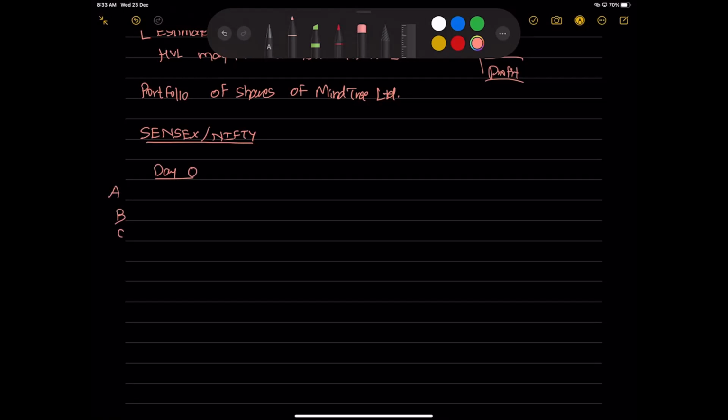Their first trading price, that is the price at which the trading started. Let's say A was priced at 80, B is priced at rupees 50, C is priced at rupees 120. 3 companies. Now when I want to create an index, I calculate something called free float market cap.